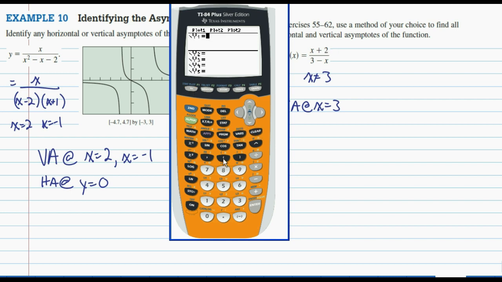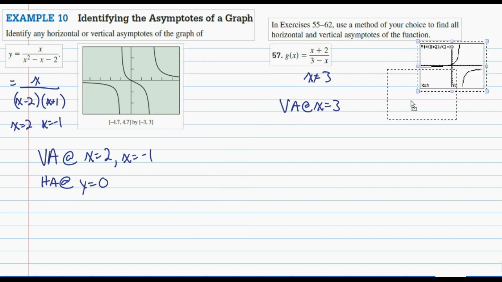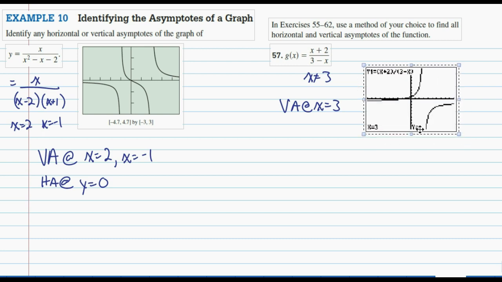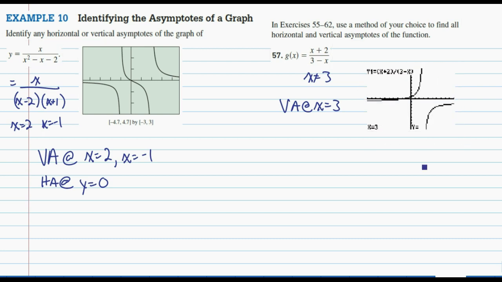My numerator needs a set of parentheses, x plus 2. And now my denominator needs its own set of parentheses, 3 minus x. Zoom 6. Now it's kind of hard to see. Okay, first trace, let's check that vertical asymptote. 3. Yep, 3 looks like it has a vertical asymptote there. Plus there is no y value belonging with the x value 3. So I can confirm both algebraically and graphically that I have a vertical asymptote at x equals 3.